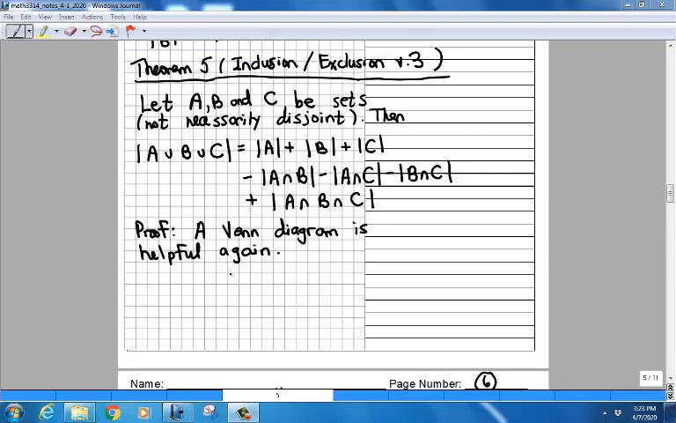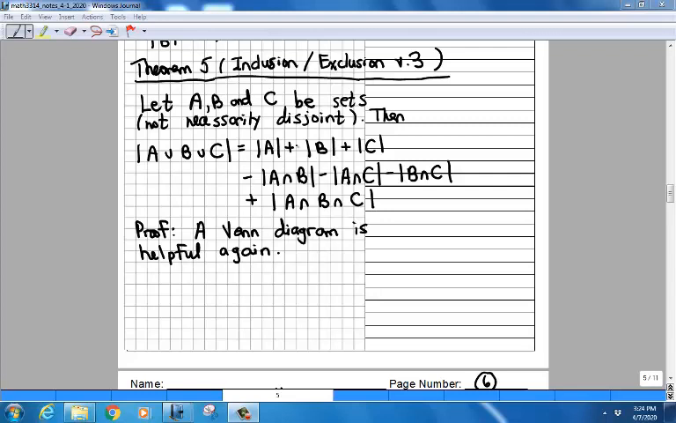It looks like the statement of the earlier versions of the inclusion, exclusion theorems, except now we're going to be considering 3 sets instead of just 2 sets. So suppose we have 3 sets here. I'm just going to label them A, B, and C. And remember, they're not necessarily disjoint. If the sets are disjoint, then it's really easy to count the union of A, B, and C, right? So the complications arise when the sets A, B, and C overlap, when their intersections are not empty, okay?